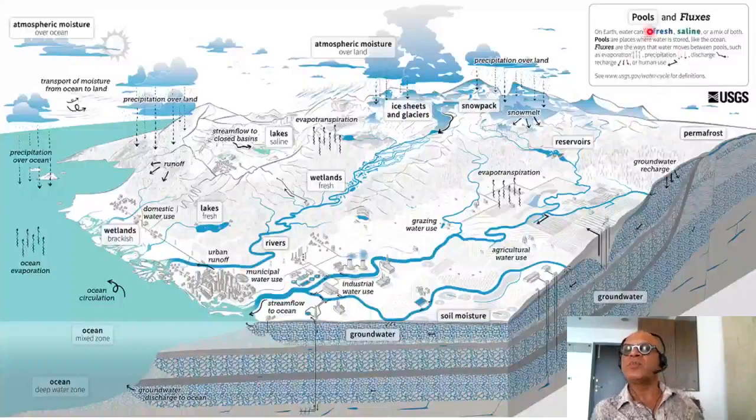So pools and fluxes, again, on Earth water can be fresh, saline, or mix of both. Pools are places where water is stored like the ocean. Fluxes are all the ways that water moves between pools, such as evaporation, precipitation, discharge, recharge, or human use.